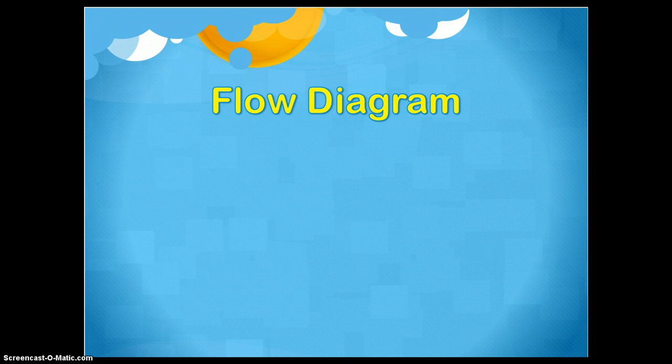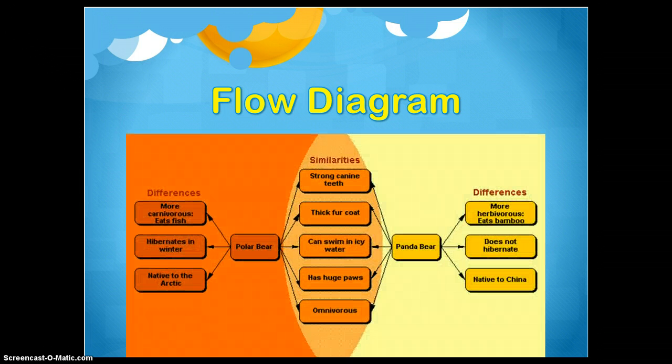The first new graphic organizer is the flow diagram. The similarities are placed in the center, branching out to the two things being compared and contrasted. Then, their differences branch out on the other side. In the picture, if you look closely, you'll see a polar bear and a panda bear being compared and contrasted.